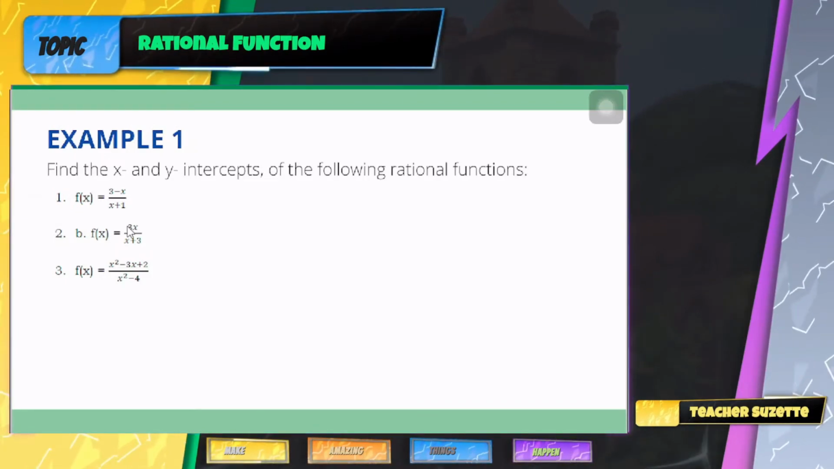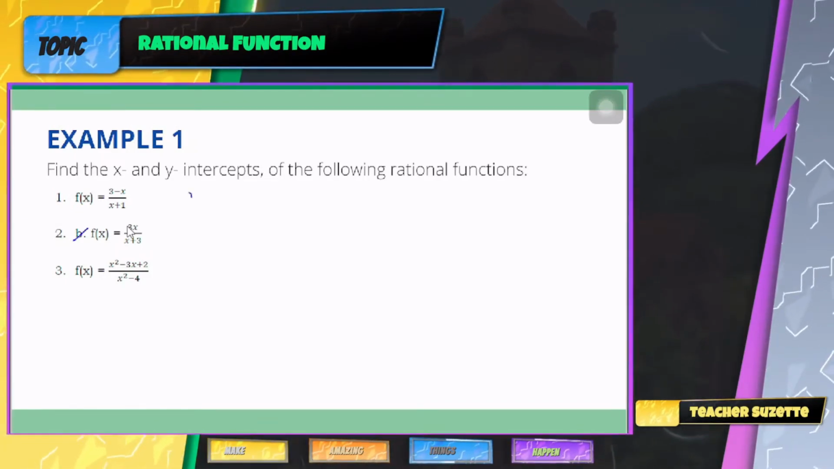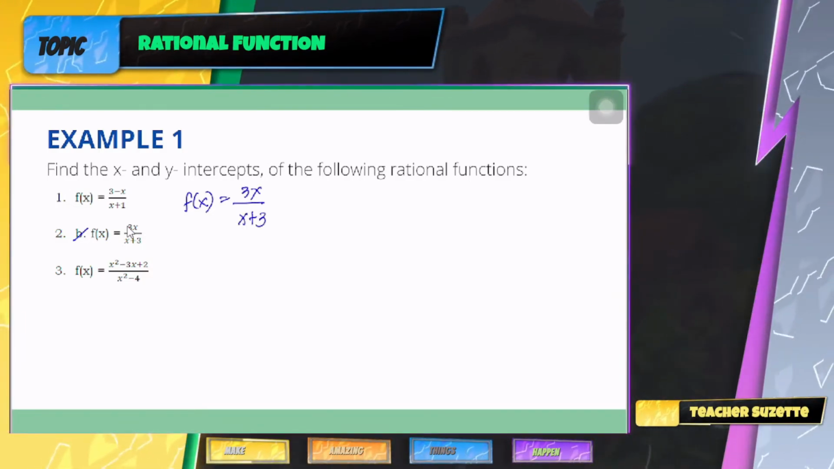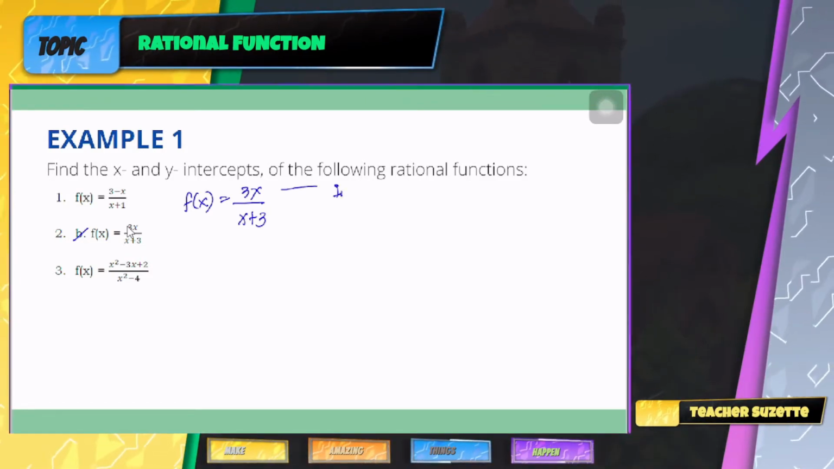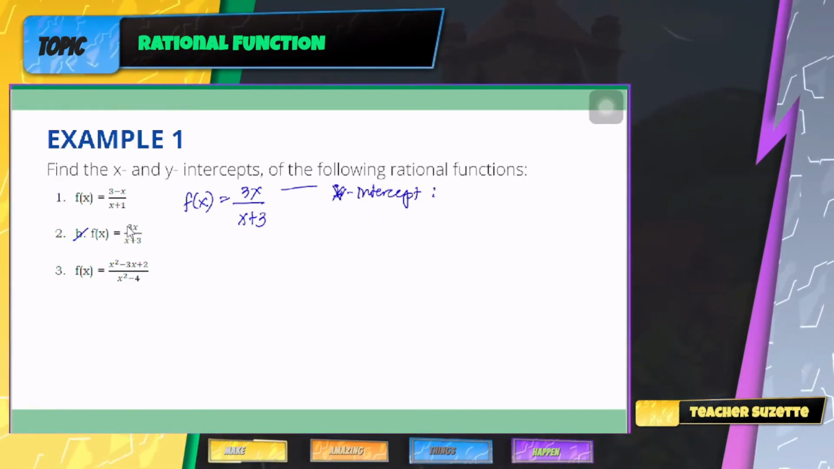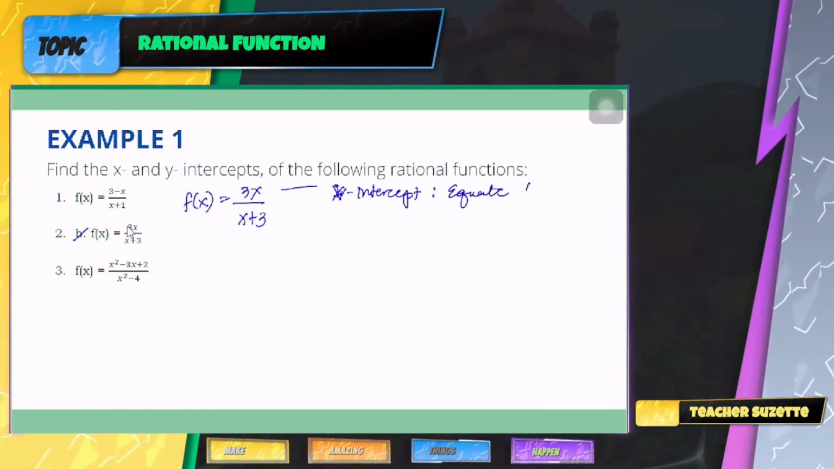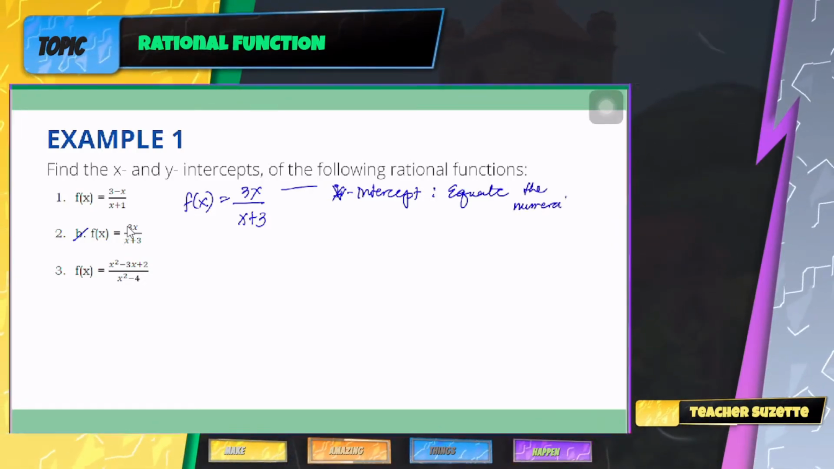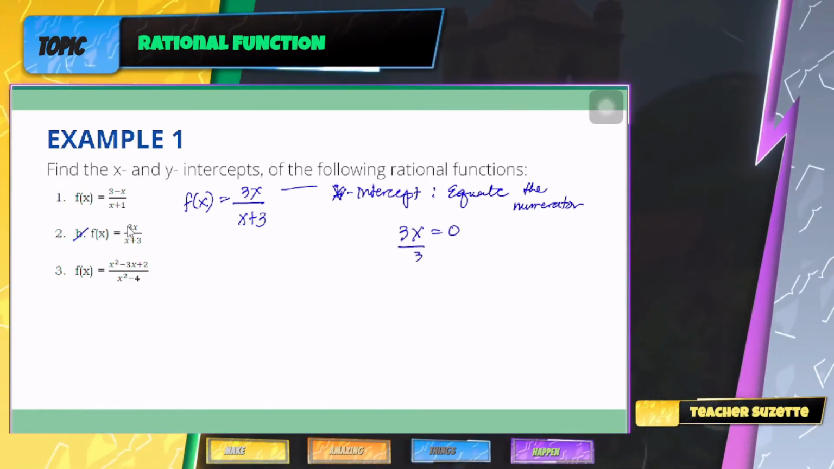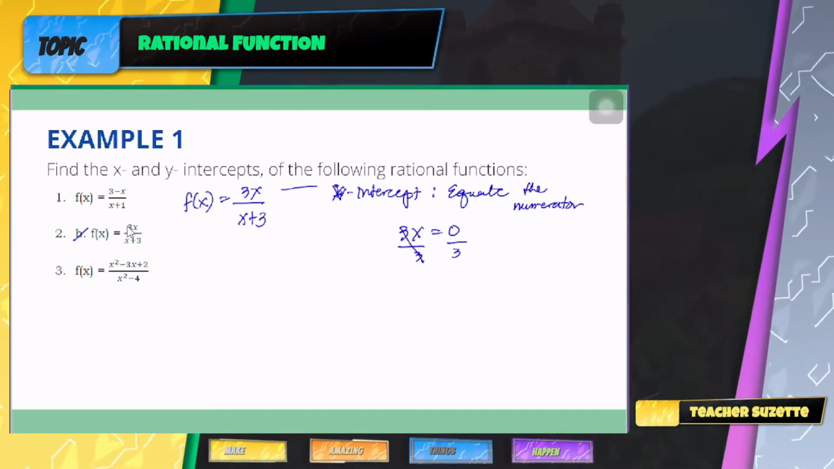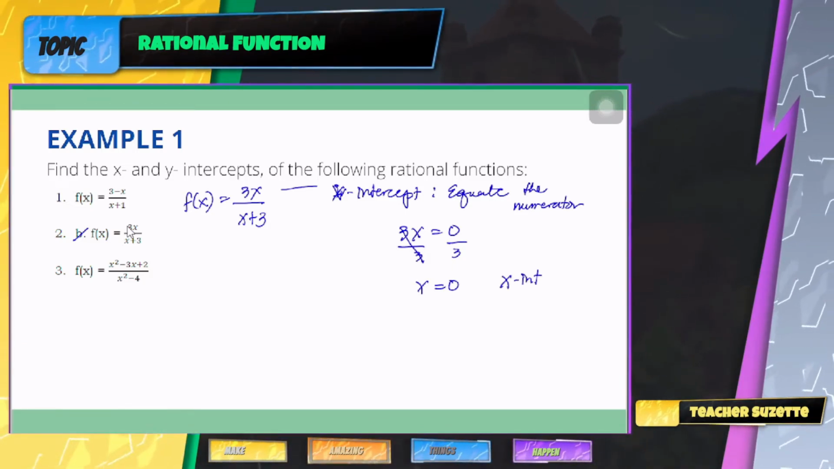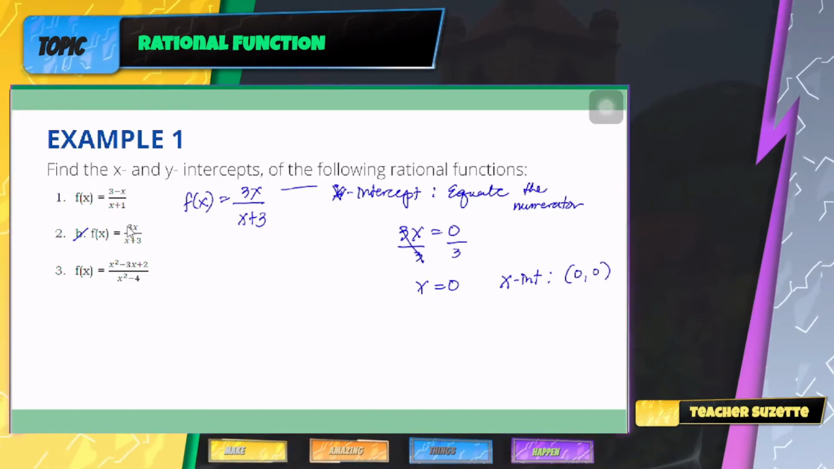Next, proceed tayo sa ating letter B or yung ating second example. F of x is equal to 3x over x plus 3. So, madali na lang natin makukuha yung ating x-intercept, no? X-intercept natin, we just have to equate the numerator. So, you will have 3x is equal to 0. Then, dividing both sides by 3. So, when you divide 0 by any number, the answer is still 0. So, therefore, you can conclude that your x-intercept is (0, 0).